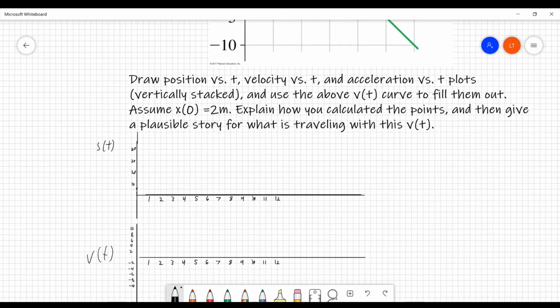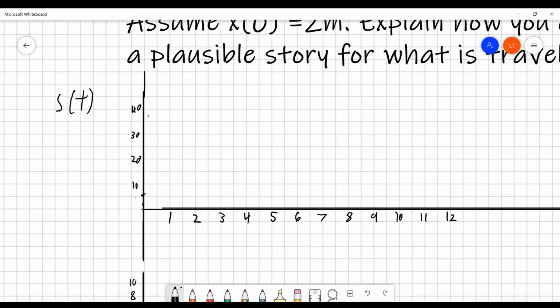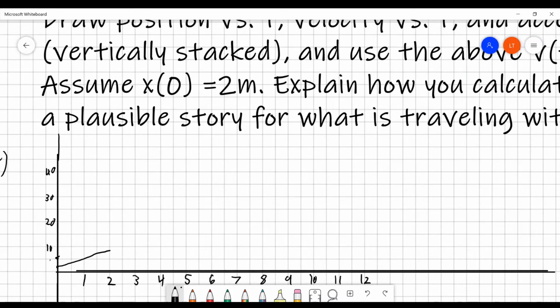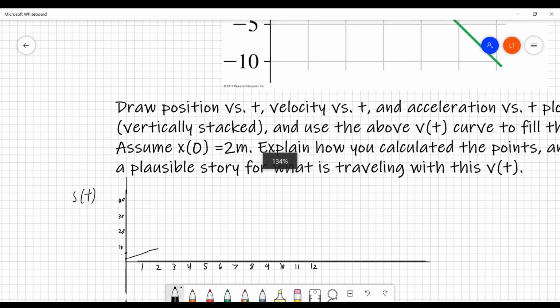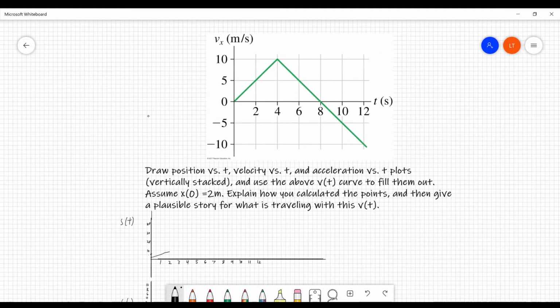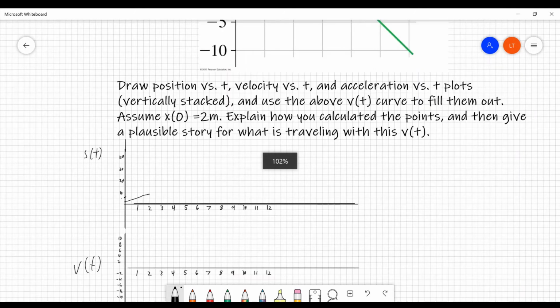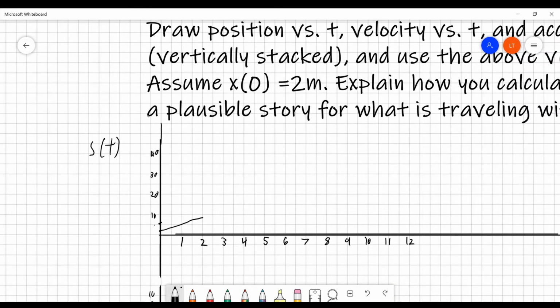And since our starting position is 2, at t equals 2, we would be right around there. So that would be 7. And if we were to keep going, we would add on 10 and 5, so 15. 15 plus 7, that would be 22. 22 at time equals 4.